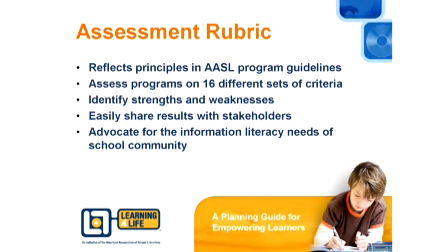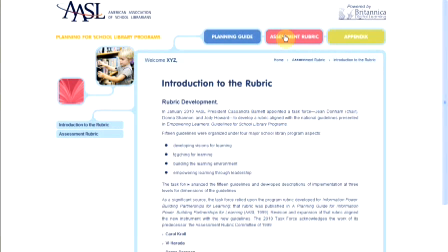Also within the module, the School Library Program Assessment Rubric was developed reflecting the current principles outlined in Empowering Learners, Guidelines for School Library Programs. Using the rubric, school librarians can assess their program on 16 different sets of criteria and determine where their program falls within meeting AASL's program guidelines. Let's explore the rubric.